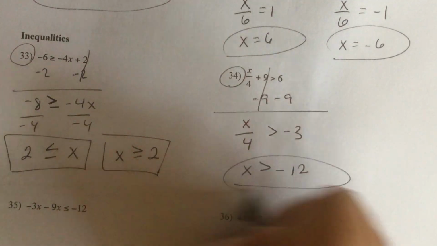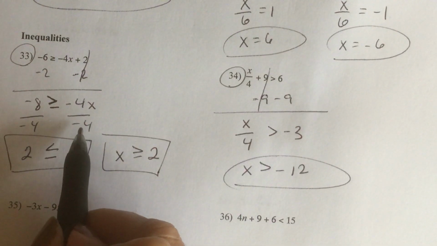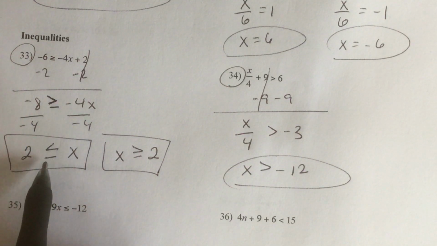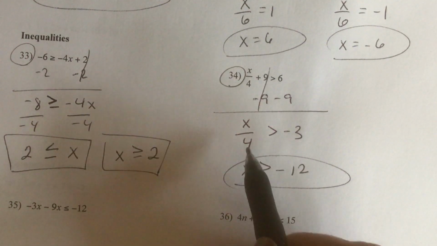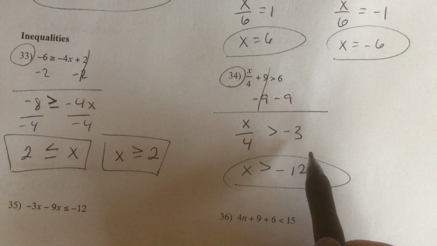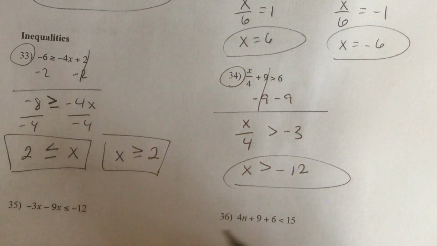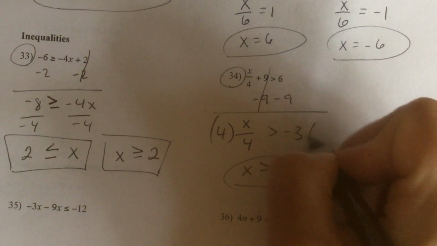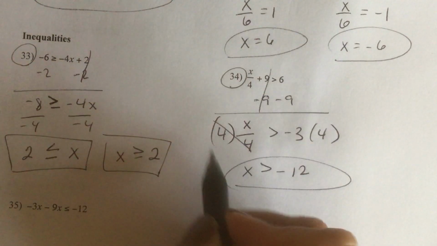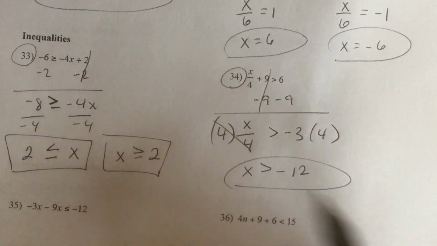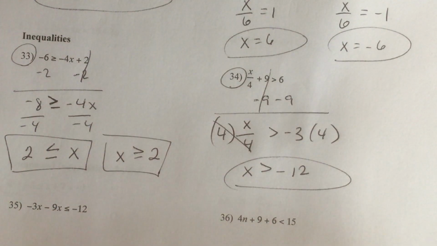In this case, we do not have to flip the sign like we did over here. When we divided by negative 4, we had to change it from greater than to less than. We don't have to here because we're multiplying by a positive 4. Just because a negative is involved in the problem does not mean we have to change the sign. The key is, what did we multiply by? We multiplied both sides by 4 because that's what we got rid of. 4 is positive, so we don't change the sign. It stays greater than. Okay?